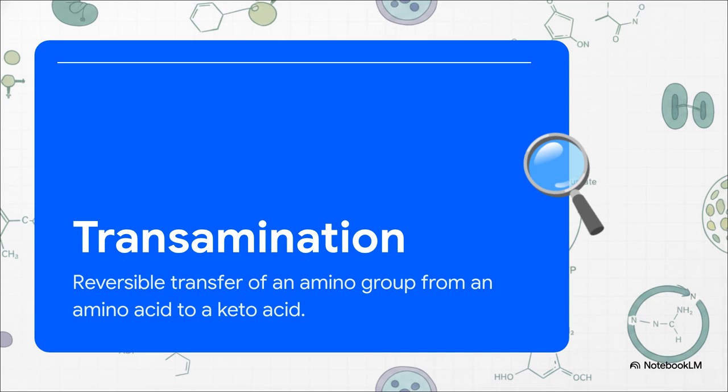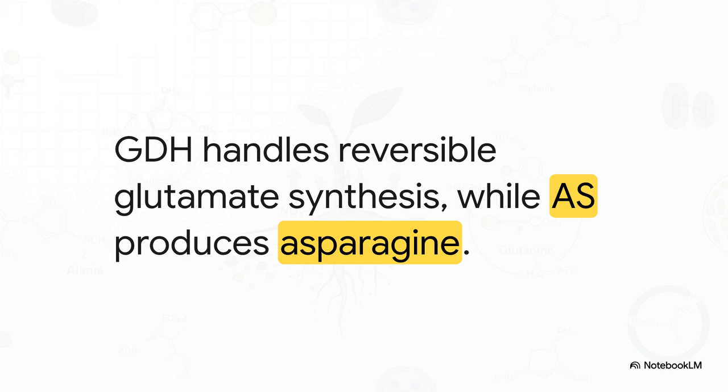You can really think of this process as the plant's internal distribution network, efficiently shuffling nitrogen away from glutamine and glutamate to synthesize other essential forms wherever they're needed. Along with transamination, we have enzymes like glutamate dehydrogenase, or GDH, which handles reversible glutamate synthesis. We actually see an NADH-dependent version in the mitochondria and an NADPH version in the chloroplasts.